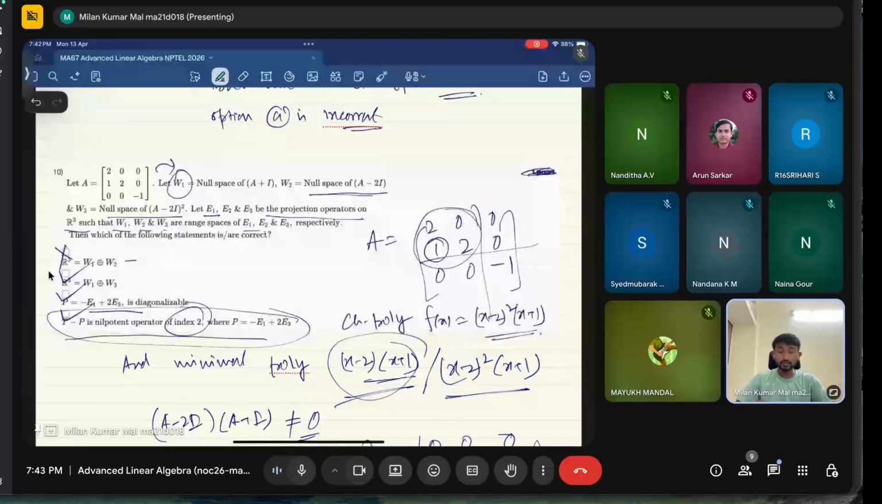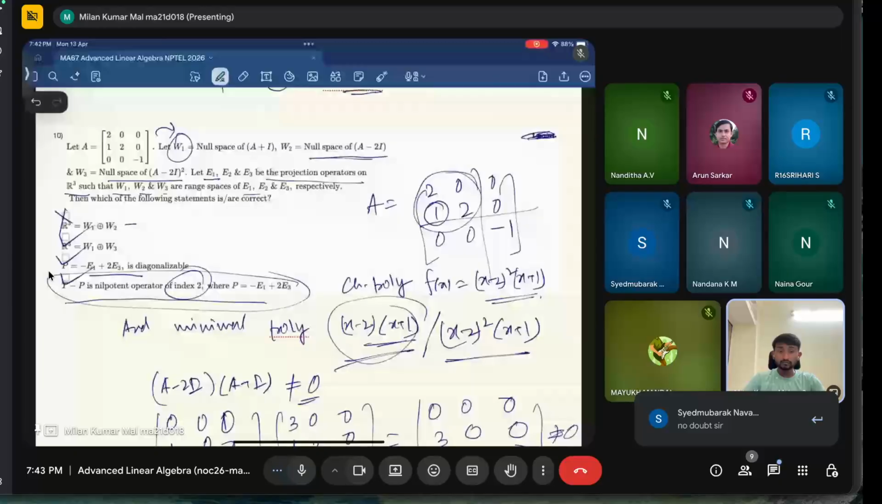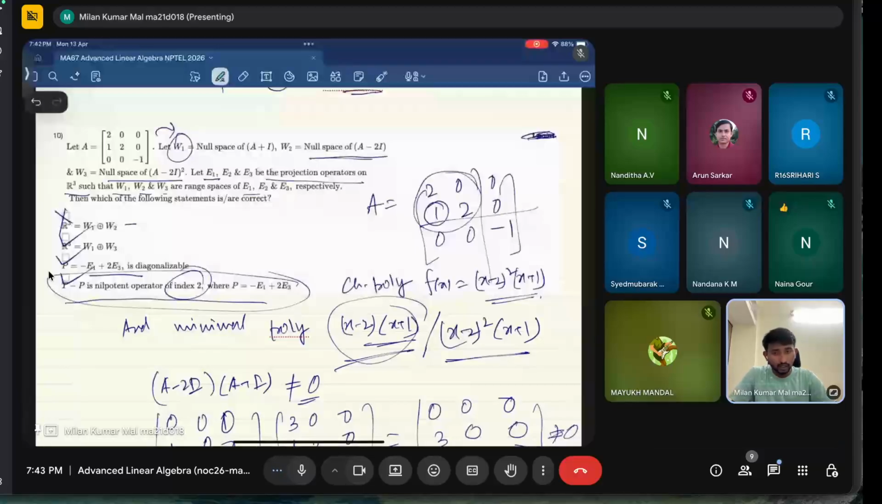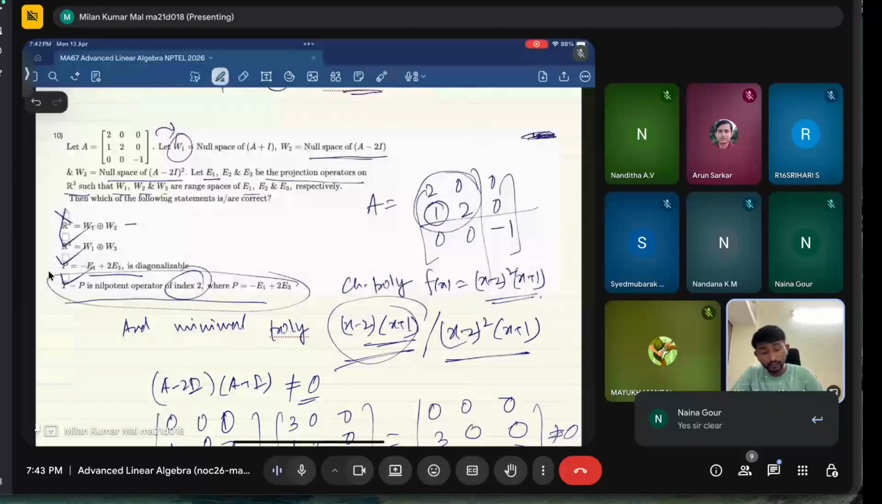For the last option, you can remember that theorem. Maybe it is not formally written, but you can find it in the Hoffman-Kunze Linear Algebra book. But this is what it is in general. So let me go to the next problem.